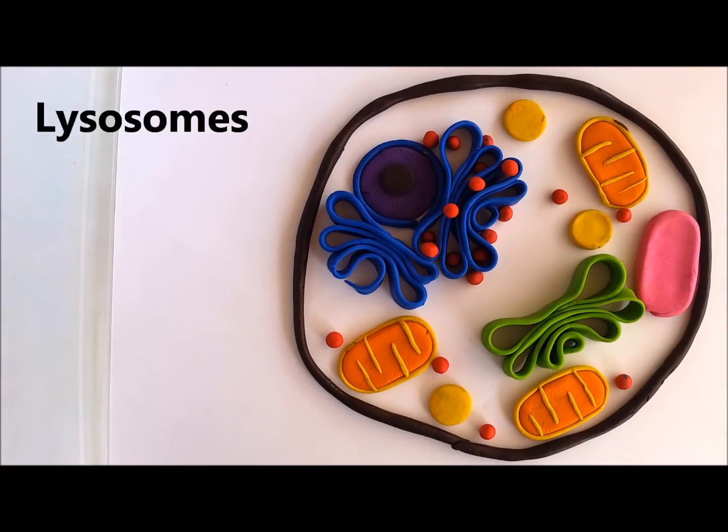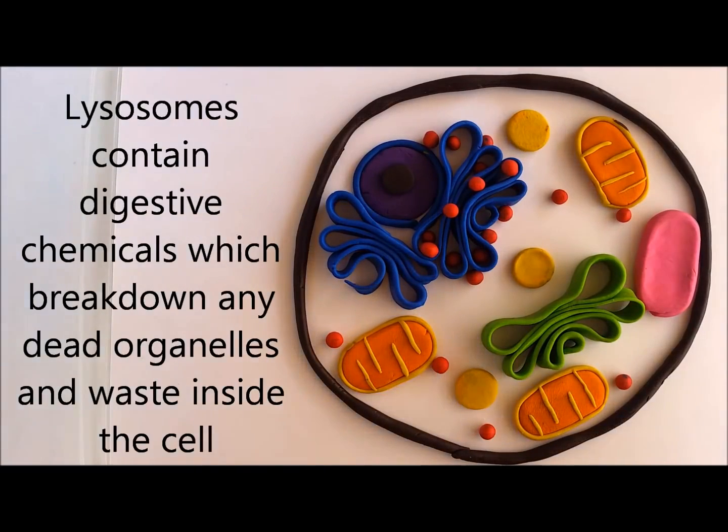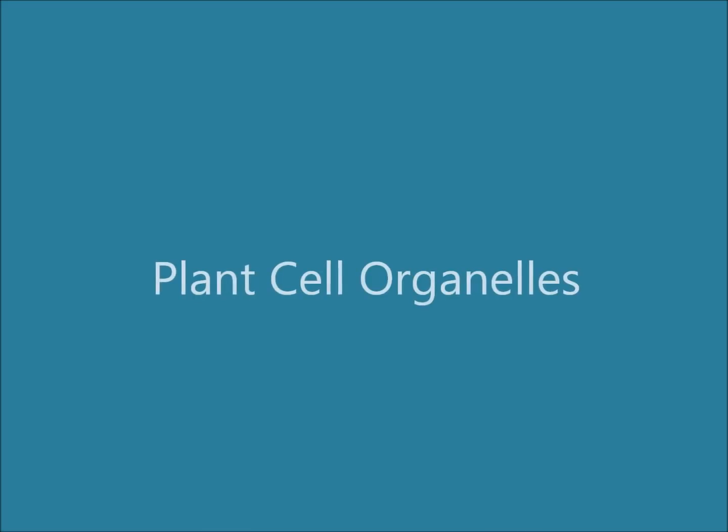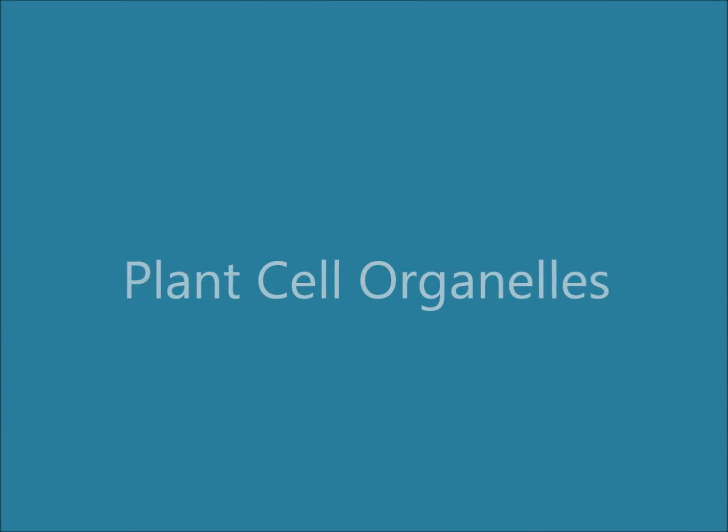Finally, we have the lysosomes. Lysosomes are an organelle which contain digestive chemicals, which can break down any waste in the cell. They can also break down any organelles which stop functioning correctly, so they're considered to be the cleaners of the cell. Now let's compare the animal cell organelles with the plant cell organelles.